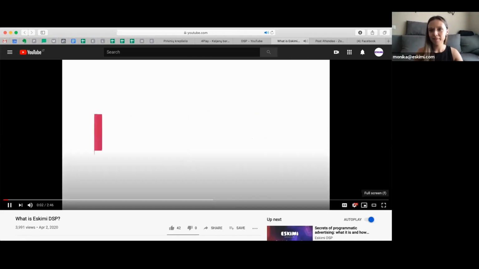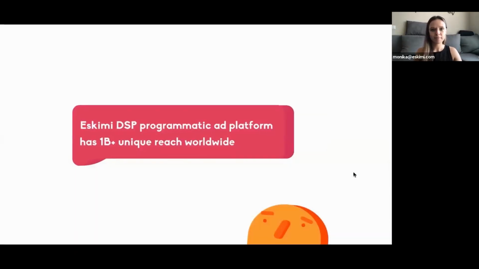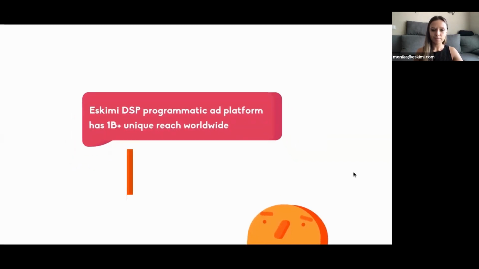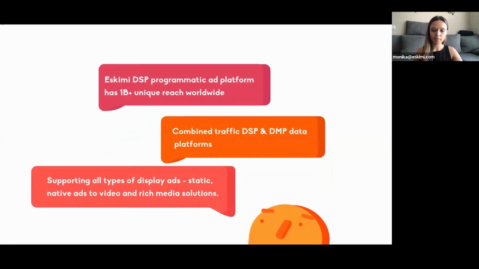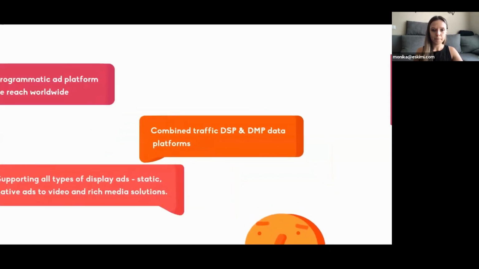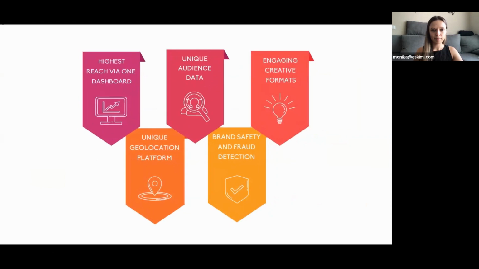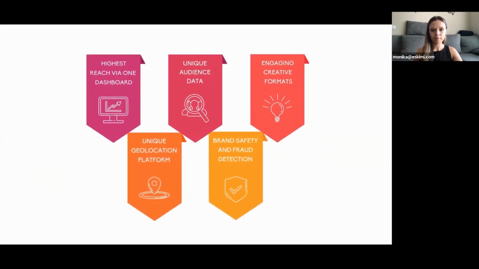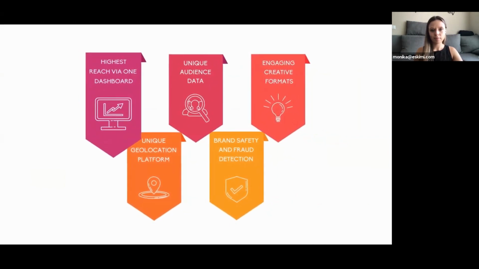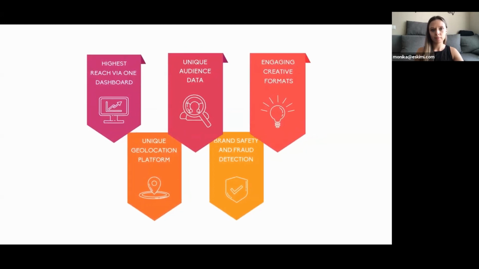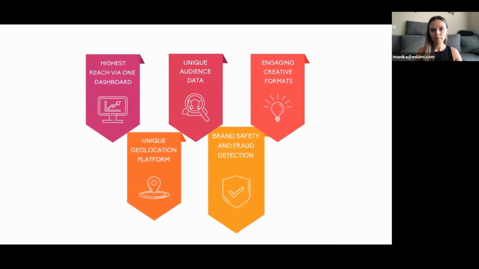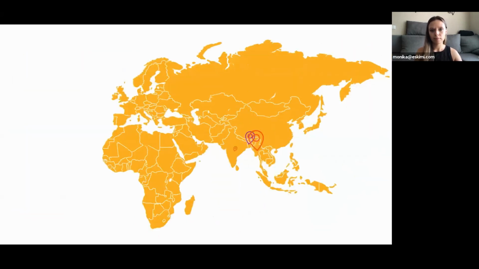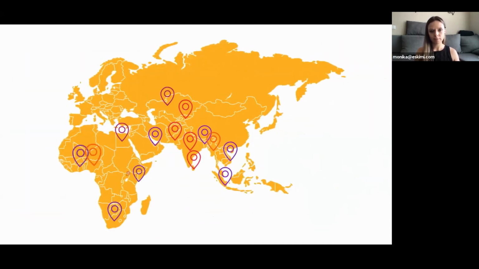Eskimi DSP is a full-stack programmatic platform allowing you to reach more than 1 billion consumers via millions of sites and apps, create and target unique and local audiences using engaging creative formats. Eskimi DSP has 5 unique key elements for advertisers. They are highest reach via one dashboard, unique audience data, engaging creative formats, unique geolocation platform, brand safety and fraud detection. You can reach over 1 billion active consumers worldwide in more than 120 countries.